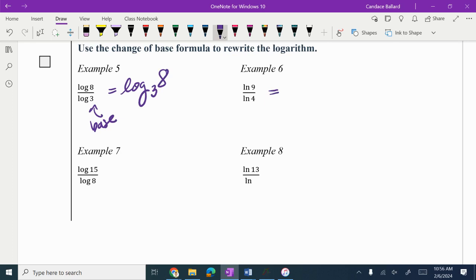Even though this is written as natural log, remember, I'm going to still use the common log for when I transfer it back. So I'm going to go log. What's the base going to be? 4 of 9. All right. 30 seconds. Try 7 and 8.